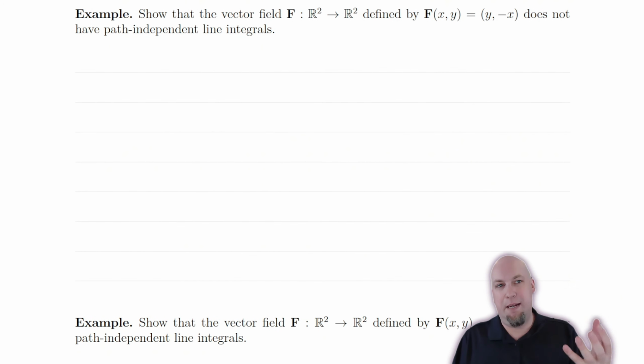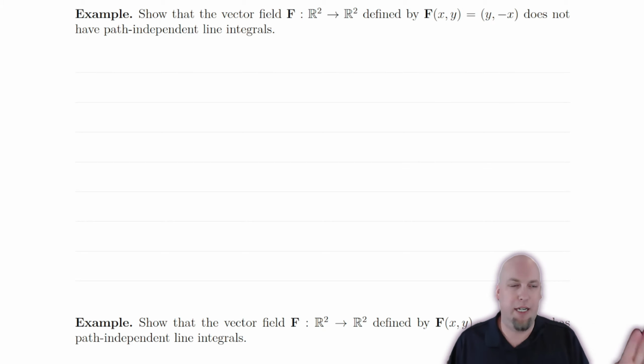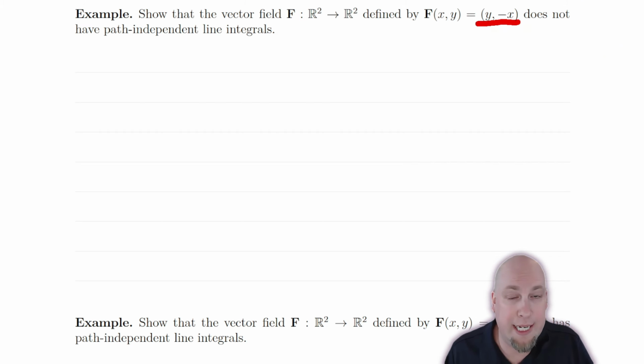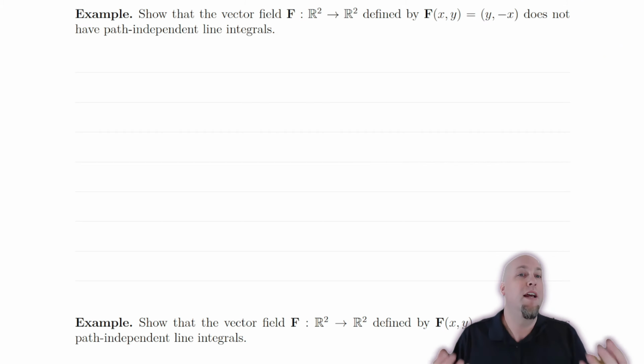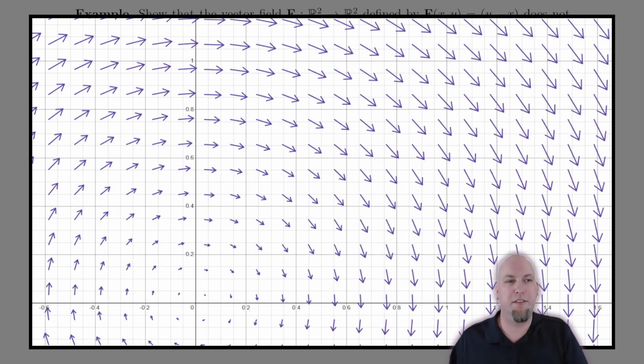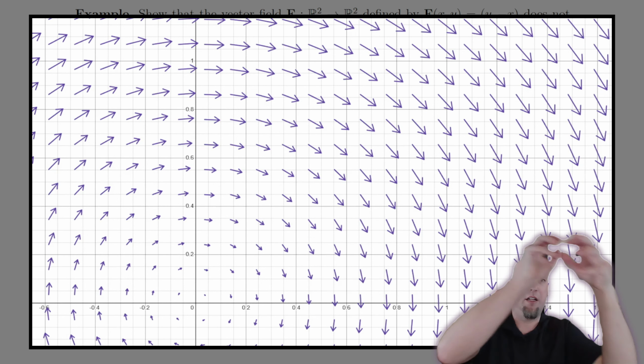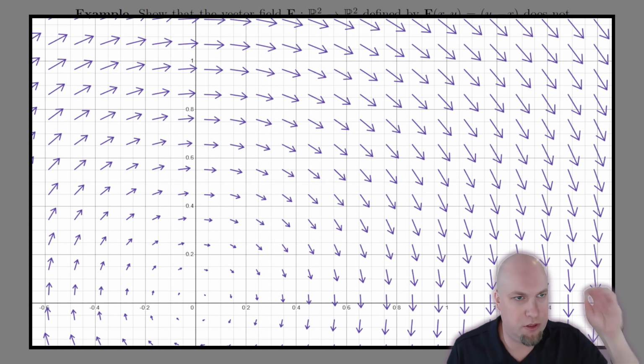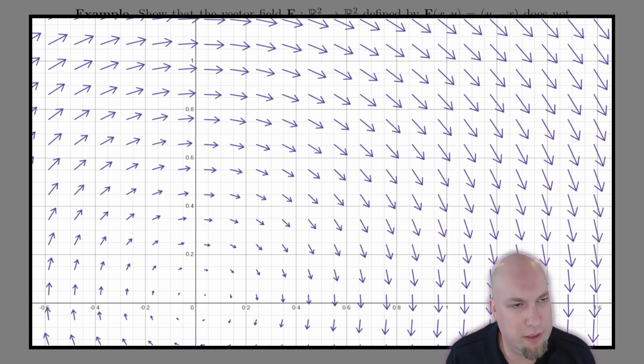Let's start off with an example just to convince you that no, not every vector field has this property. There are lots of vector fields out there that do not have path-independent line integrals, like this one here, y, negative x. How do I convince you that this vector field does not have path-independent line integrals? Maybe to start, I'm just going to show you what this vector field looks like. If we plot it, here's what it looks like. You can imagine the flow lines are just circles, the particle in this vector field is just flowing clockwise around the origin if I was to drop a particle on this vector field.